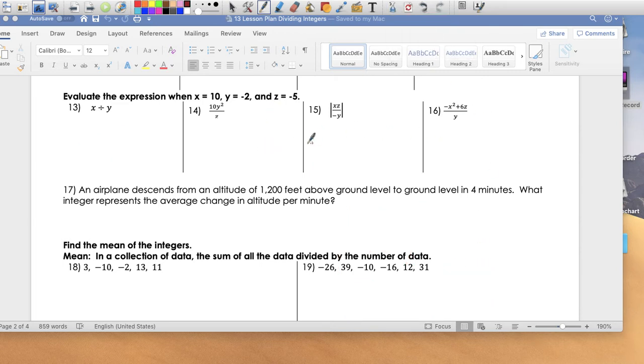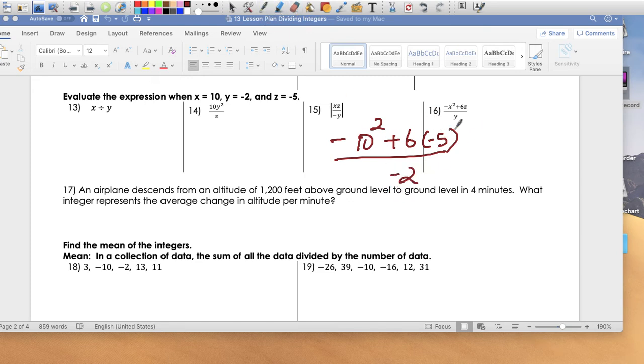Last one, I'm going to write it out. I think it's better if I write it out. X squared plus 6z over y. So I want to show you how I do this. I'm going to take the x out. Let me just erase it. And I'm going to replace it with its value, which is 10. Now take the z out. Replace it with -5. And I'm going to take the y out, and I'm going to replace it with -2.